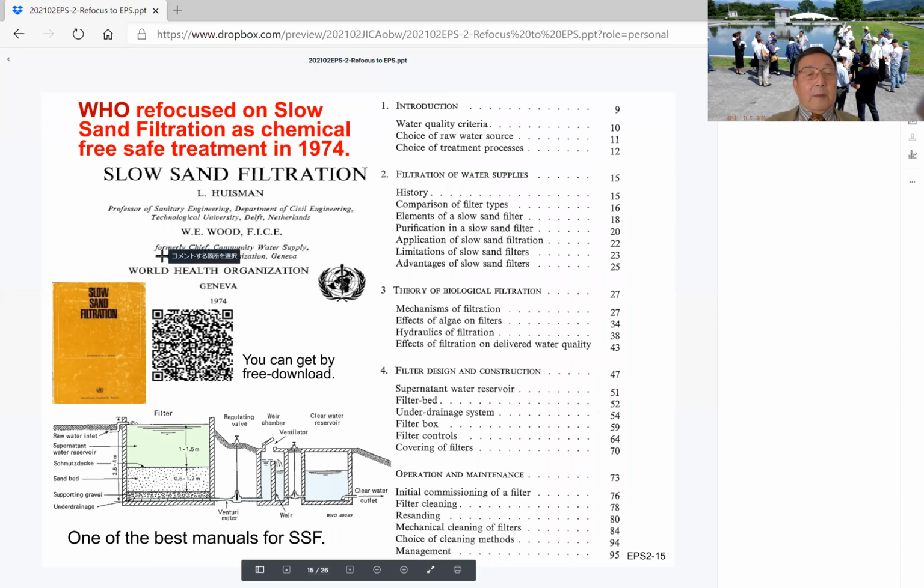This is one of the most famous manuals, Slow Sand Filtration, by Frisman and Wood. You can get a free download. You can search on the internet. This is one of the best manuals of the slow sand filter.